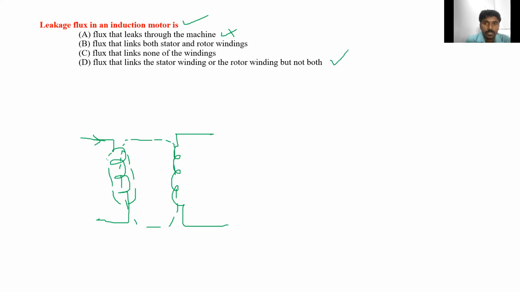So like the same way here also, the leakage flux will not touch both windings. अगर both windings से touch हुआ तो उसको leakage flux नहीं बोल सकते ना अपन. जो फ्लक्स क्रिएट हुआ है वो दूसरे वाइंडिंग को टच नहीं करते, उसको बोलते हैं अपन लीकेज फ्लक्स. So that's why the flux that links the stator winding or rotor winding, whatever leakage flux is created, will link the primary winding, or whatever leakage flux created by the secondary will link only the secondary winding. But this leakage flux will not cut both windings. Clear? D is the right answer.